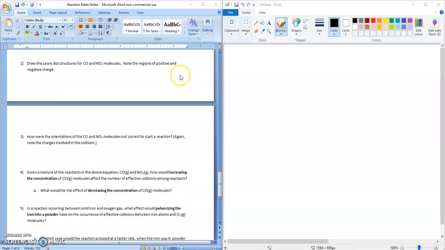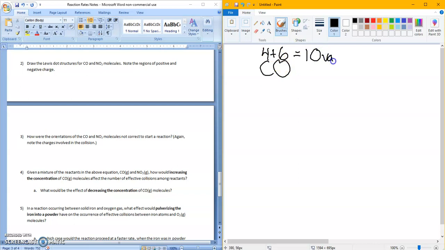All right, so for number 2, draw the Lewis dot structure for carbon monoxide and nitrogen dioxide. You guys learned this way back in Unit 4, so I'm going to do a little refresher course. When drawing a Lewis dot structure, you must count up the valence electrons. So carbon has 4, I found that on the periodic table, and oxygen has 6. Therefore, I should have 10 total valence electrons in my bonding.